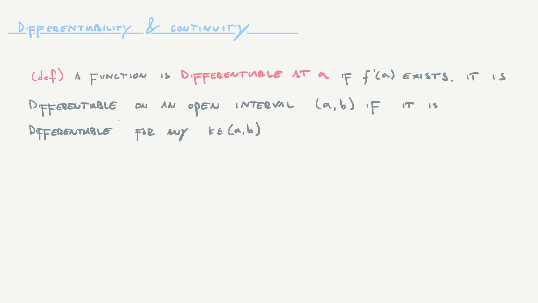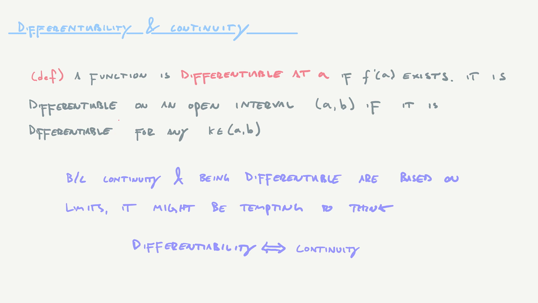So let's go ahead and define where a function is differentiable. When is a function differentiable at a point, meaning that its derivative exists at that specific point. So this is the definition of being differentiable at a. It says a function is differentiable at a if f prime exists. Pretty straightforward. And it is differentiable on an open interval a to b if it is differentiable for any value on that interval. Here I'm calling it k. So pick a k value between a and b. If it's differentiable for all of them, then we would say it's differentiable on that open interval from a to b, bounded by a to b.